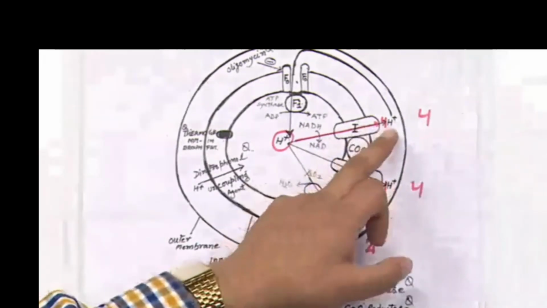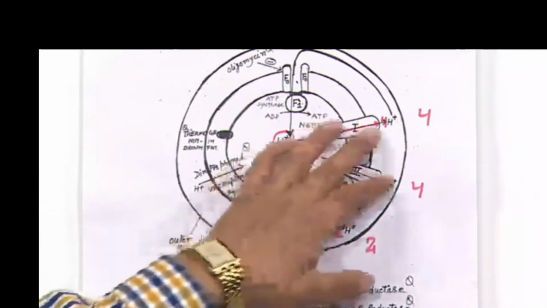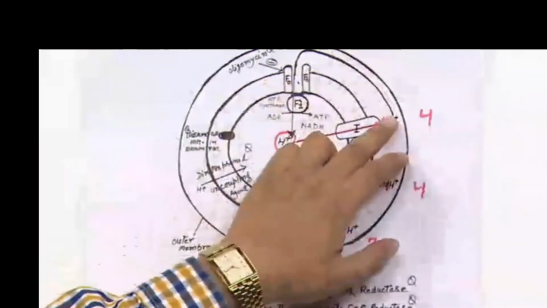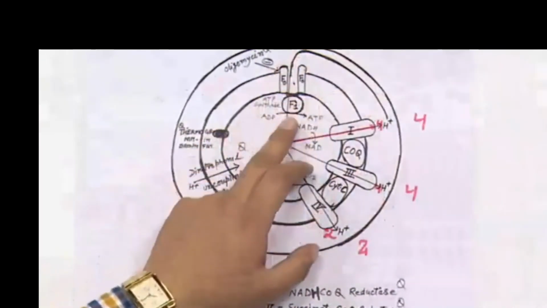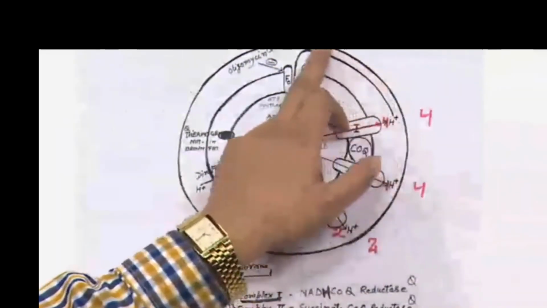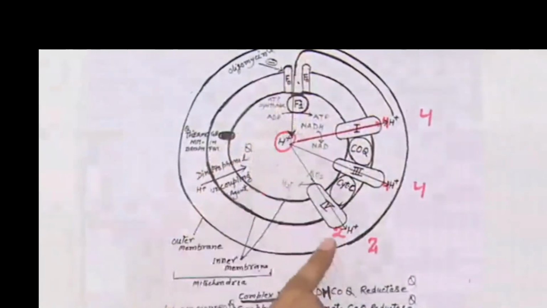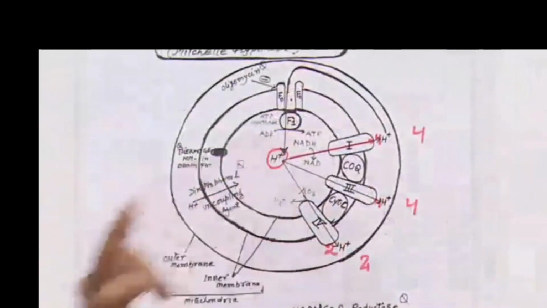Point it out, H ion is different from H atom. H atom is electron, H ion is proton. Okay. Now 4 H+ pass. I told you when 4 H+ pass through complex 5, 1 ADP is going to 1 ATP. So these 4 H+ will pass, will produce 1 ATP. These 4 H+ will pass, will produce second ATP. These 2 H+ will pass, produce half ATP.